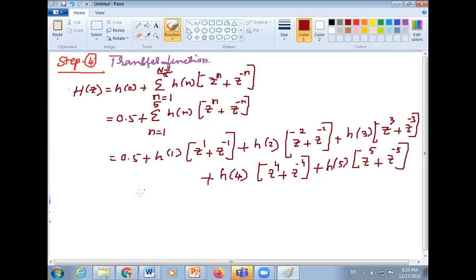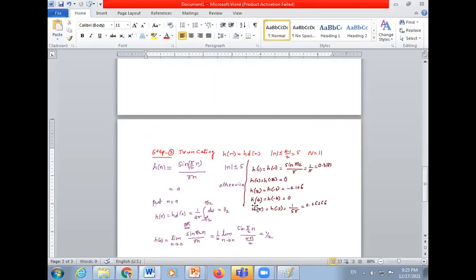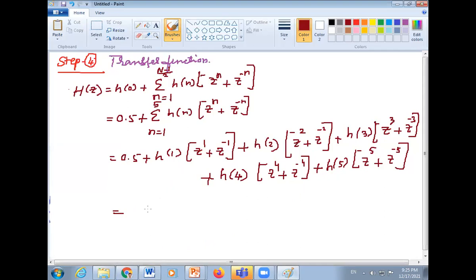Then, as we know the values already, we have calculated them in the previous case, let us substitute the values. Here h of 2 equals 0 and h of 4 equals 0. So first we will substitute those values, and the remaining values we will add. So these parts go to 0.